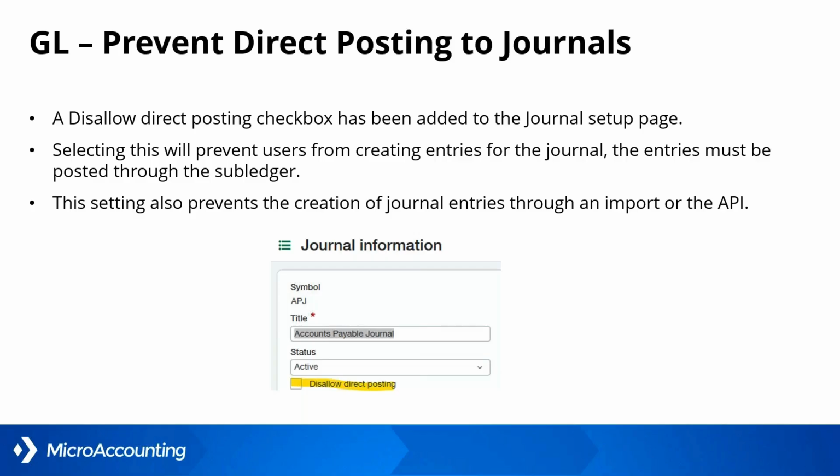Okay, so this checkbox will be available in your system with the new release that rolls out tomorrow night. You can go in on any of these journal codes that you don't want to allow users to post journals to, check that box, and then no users can enter journals to those different journal codes.